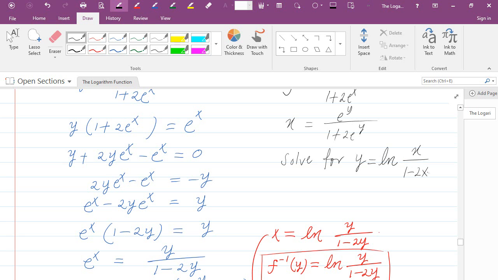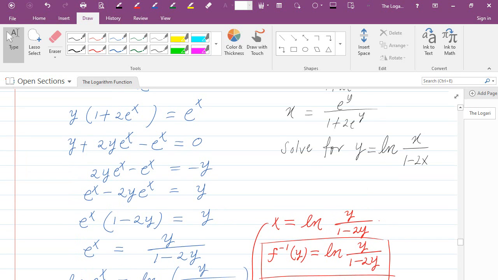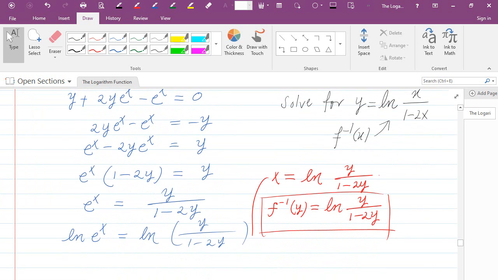So you can compare what I have in red and what I have in black ink. So basically now I'm going to say this is the f inverse of x right here. And instead of that, I'm saying f inverse of y. So either way is okay.